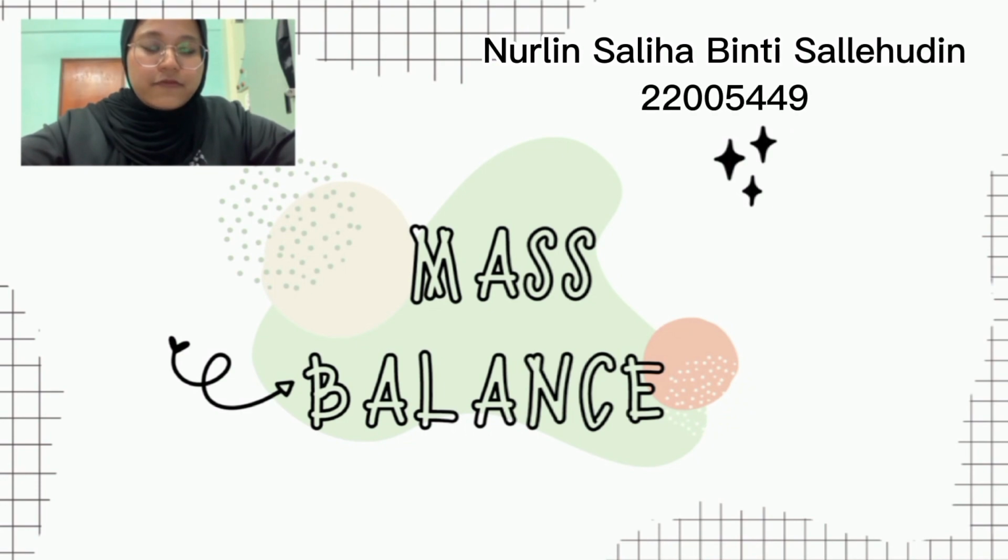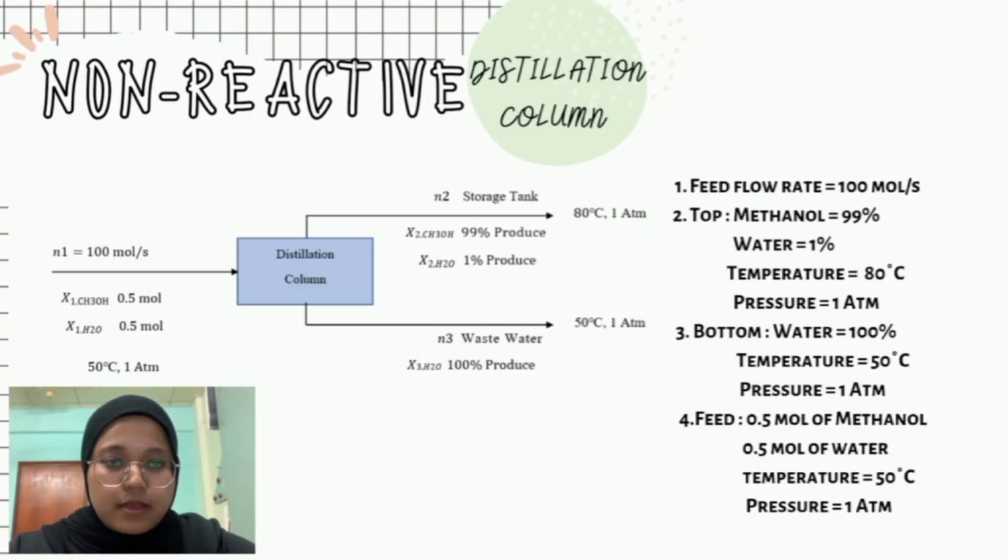Next is the calculation for mass balance for the non-reactive and reactive parts. Non-reactive, which is the distillation column, this is the flow diagram of the distillation column. Firstly, we assume that the feed flow rate is 100 mole per second. For the top product, 99% methanol and 1% water is produced. Temperature and pressure for the top product are 80 degrees Celsius and 1 atm. For the bottom product, 100% water is produced.